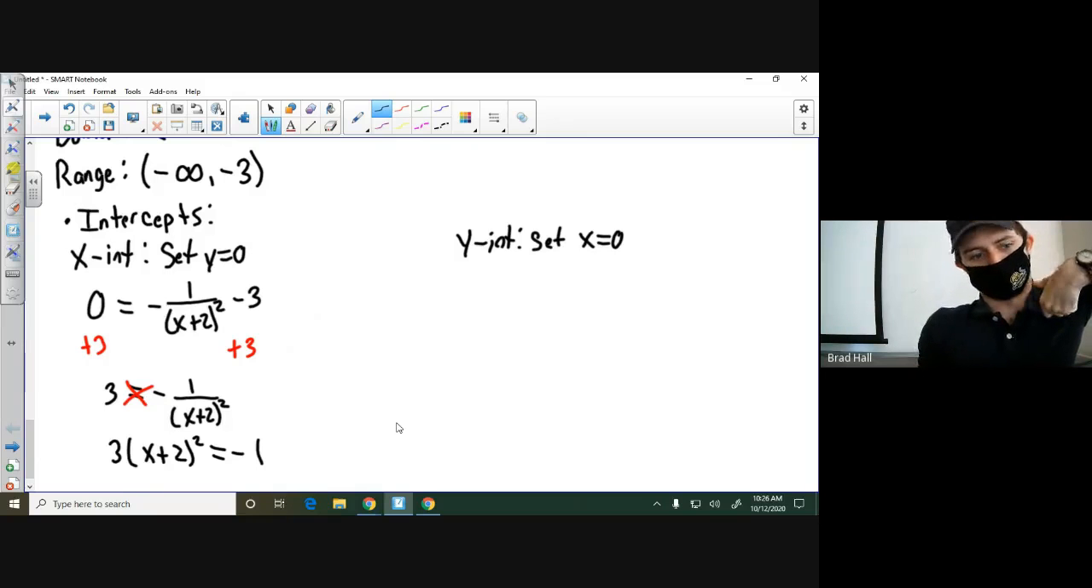Now you might notice something interesting about this spot that we're in. We could technically stop right here for the x-intercept, because what I'm noticing is a square. We're squaring an expression, and then the output's a negative number.